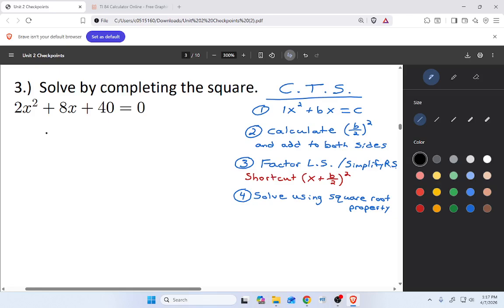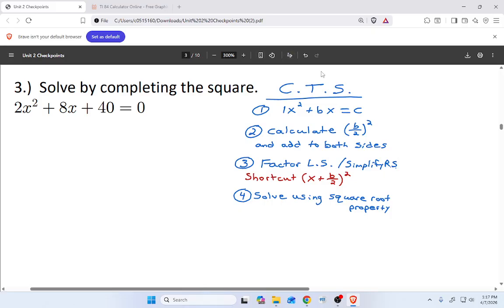Let's take a look at number 3, which says we need to solve by completing the square. Completing the square is a step-by-step process that you will need to have memorized for the exam, and I have written out that process on the right here. So CTS, completing the square.